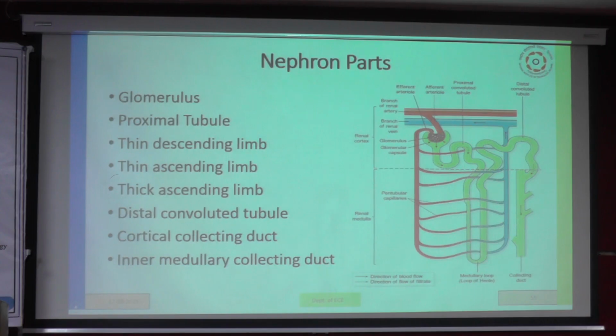Okay, and the helical type of shape. So these are the different nephron parts: the glomerulus, proximal tubule, descending limb, ascending limb, distal convoluted tubule, collecting duct, and intermedullary collecting duct.